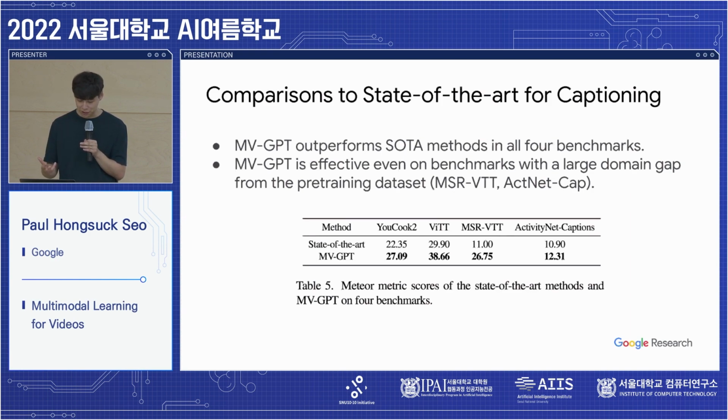And one important thing is that some of them, like MSR-VTT and ActivityNet Captions, are quite different from the pre-training dataset. The domains are quite different, but we could still achieve quite good performance on those datasets too.